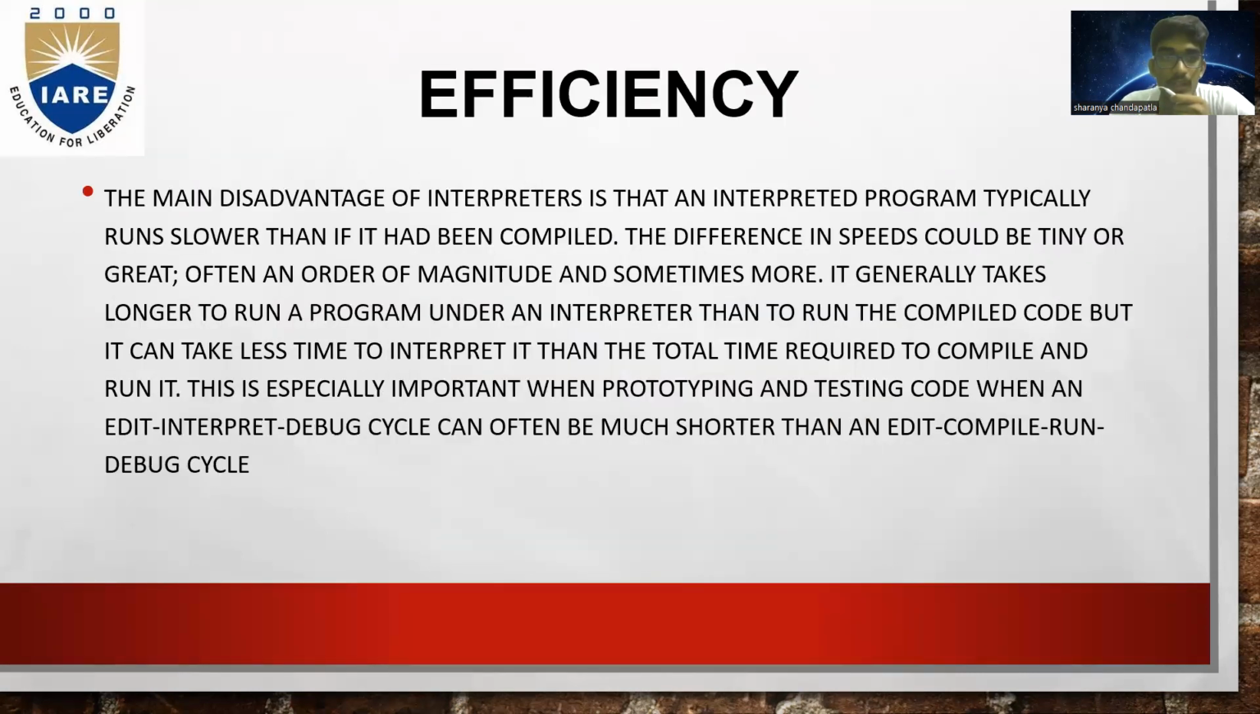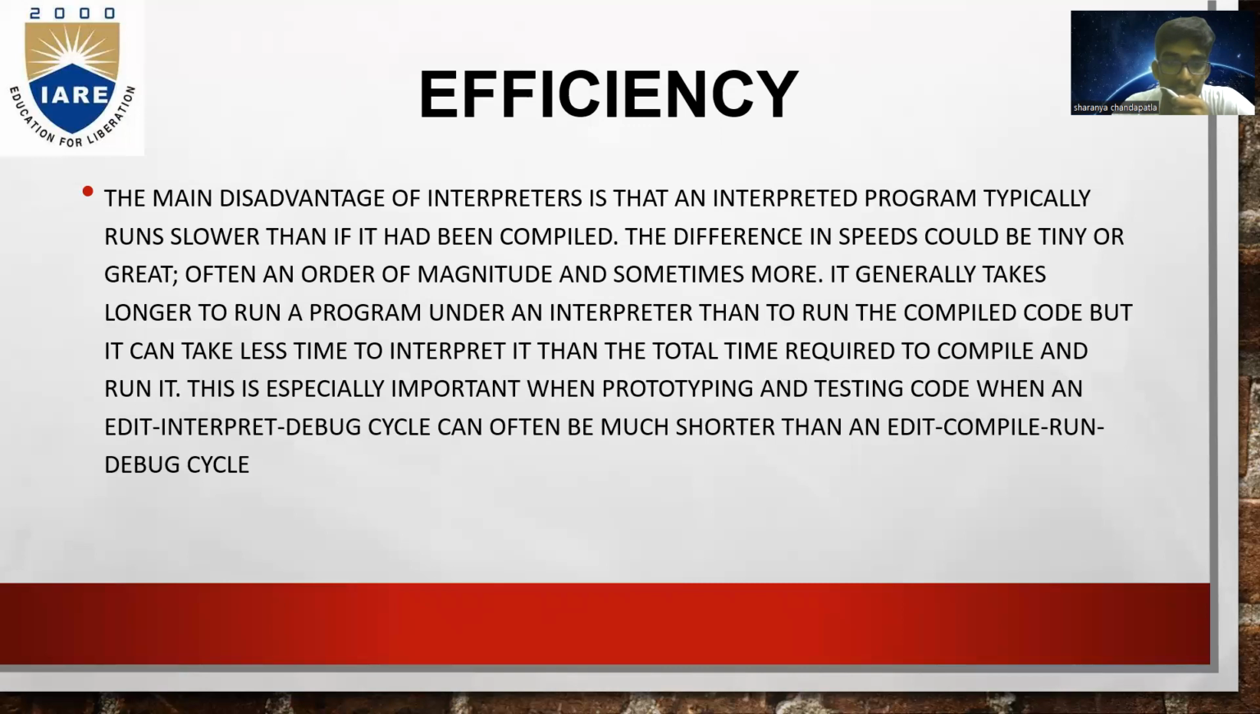Efficiency. The main disadvantage of interpreters is that an interpreted program typically runs slower than if it had been compiled. The difference in speed could be tiny or great, often an order of magnitude and sometimes more. It generally takes longer to run a program under an interpreter than to run the compiled code, but it takes less time to interpret it than the total time required to compile and run it.